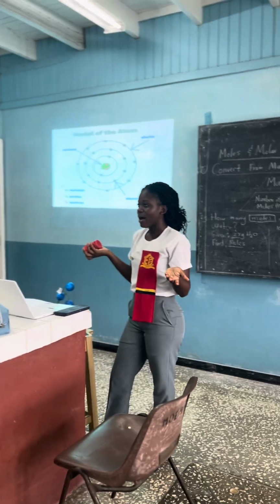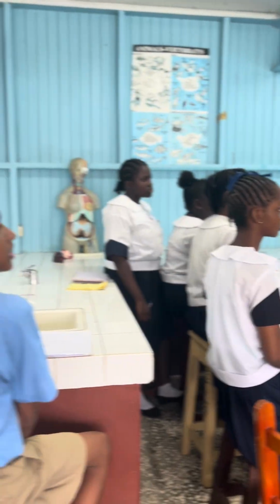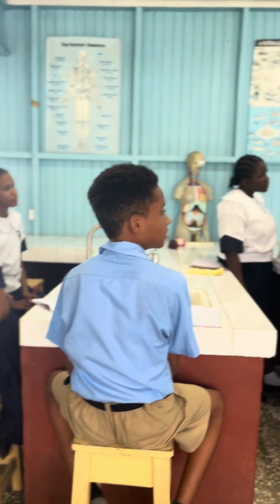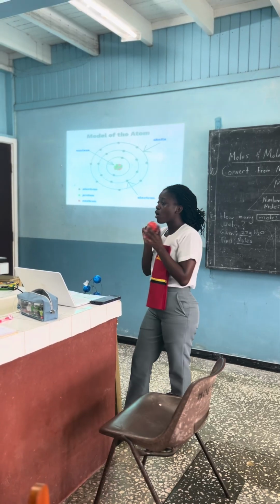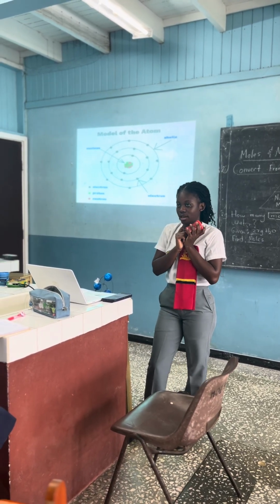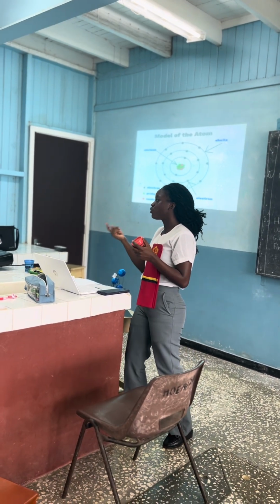So what does your atom have to have? Protons and neutrons to make the nucleus, and then electrons, and that is it. Good. And whatever color you use, you need to create a key. So if you're using pink for the protons, green for the neutrons, and blue for the electrons, you label them at the bottom.